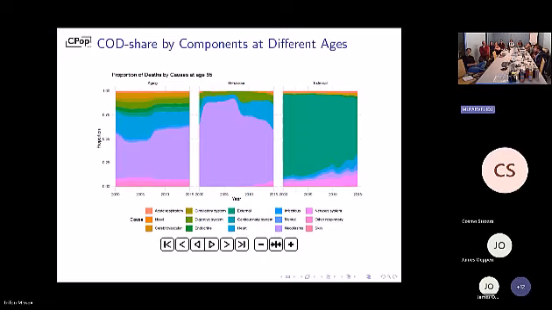So to forecast mortality by component, forecasting this part will be quite stable with not so much variability, and the variability will come from the other components.